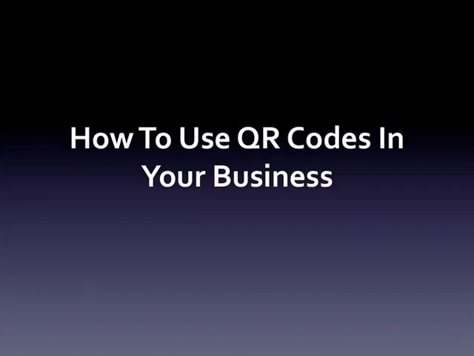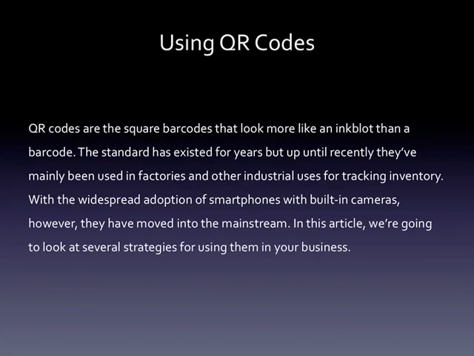How to use QR codes in your business. QR codes are the square barcodes that look more like an ink blot than a barcode. The standard has existed for years, but up until recently they've been mainly used in factories and other industrial uses for tracking inventory. With the widespread adoption of smartphones with built-in cameras, however, they've moved into the mainstream. In this article, we're going to look at several strategies for using them in your business.